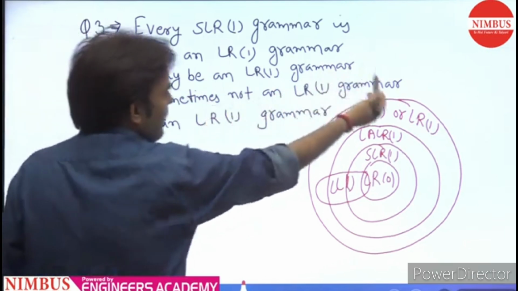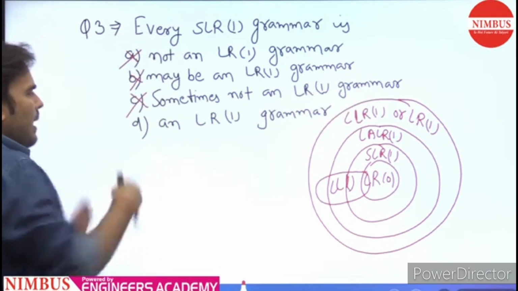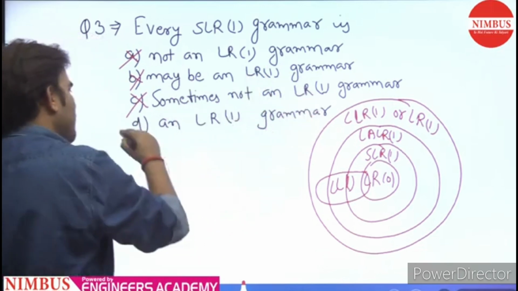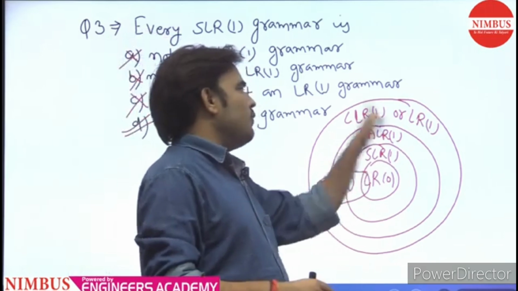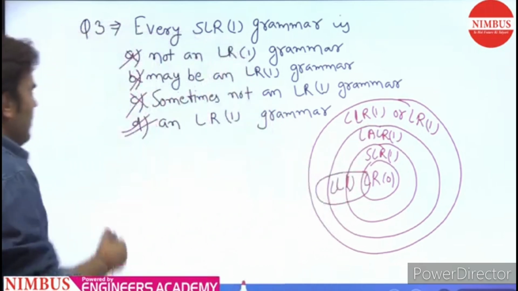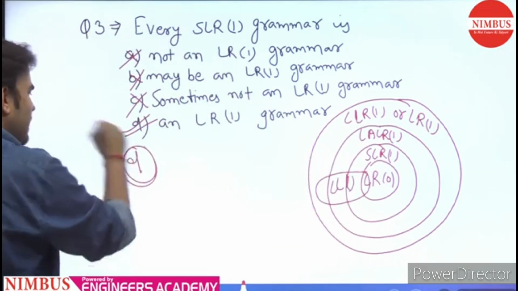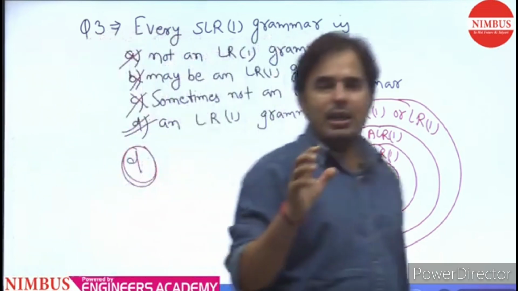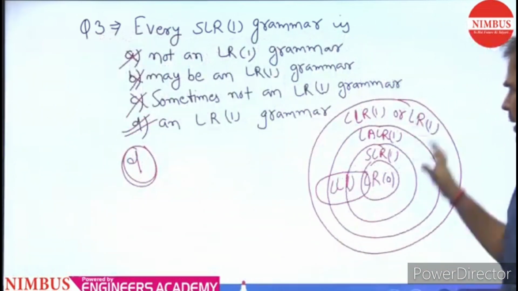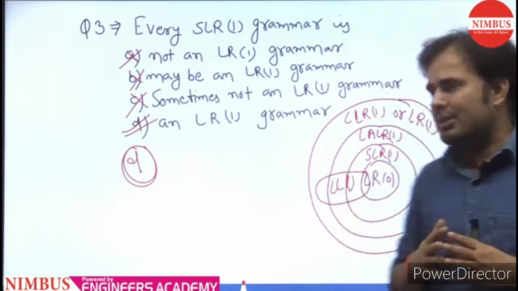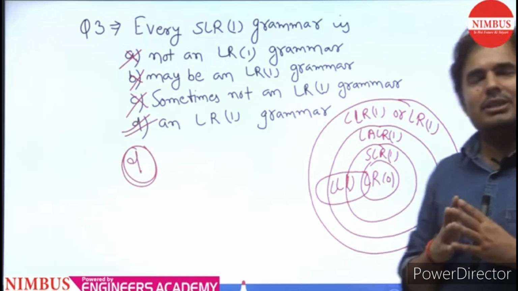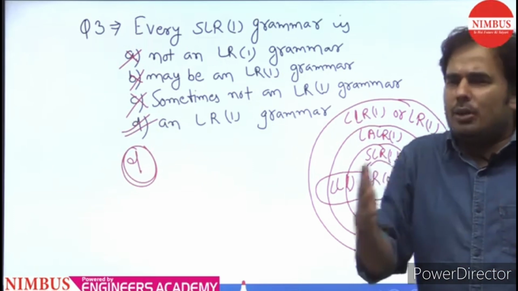Sometimes not an LR1 grammar, no, this is also wrong. And LR1 grammar, yes, always. All SLR1 grammar is always LR1 grammar or CLR1 grammar. So that's why option D is correct here. Guys, this is a very important diagram in compiler design, the relationship between all the parsers, top down parsers or bottom up parsers. So you need to remember this diagram. Through this diagram you will get questions.